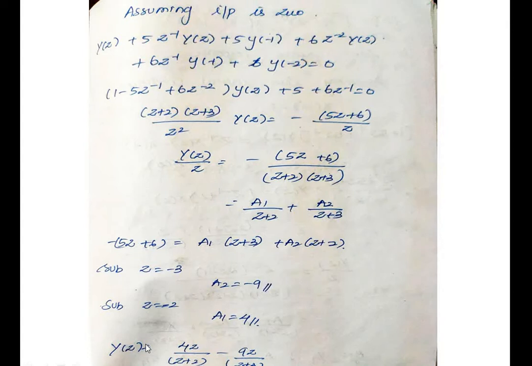We get Y of z is equal to 4z by z plus 2 minus 9z by z plus 3. We have already multiplied the z to the numerator on the other side. So next step we will have to take inverse Z transform. How do you take inverse Z transform? If your signal is of the form a power n u of n, then that on Z transform gives you z by z minus a. So what we have here is z by z plus 2, z by z plus 3. We will have to take the inverse here.